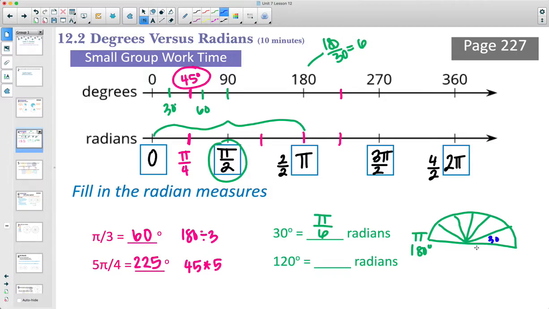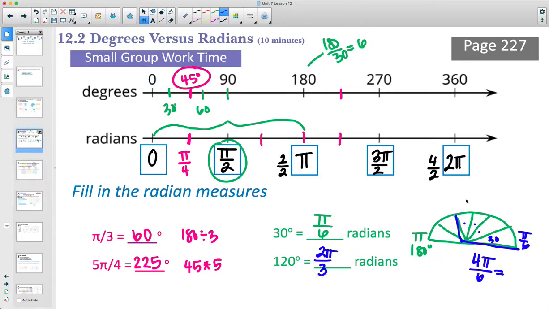How many times does 30 go into 120? So 30 goes into 120 4 times. 30, 60, 90, 120. Each of these being a pi over 6. So now we would have 4 pi over 6s for 120, which would then simplify, both would divide by 2, so we'd end up with 2 pi over 3.